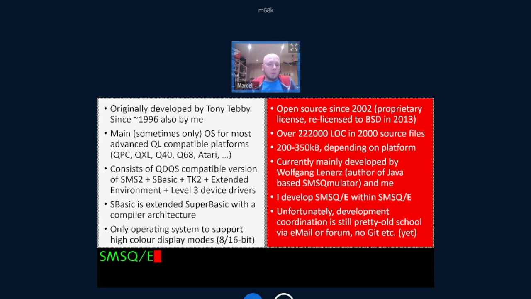I actually use SMSQ to develop SMSQ. I don't do cross compiling or anything usually. It's a good enough desktop environment to actually be usable. And the whole SMSQ development is still like 20 years ago. So we do email and send zip files here and there. So that's a bit lacking at the moment, but I think eventually we'll get to real source code management.